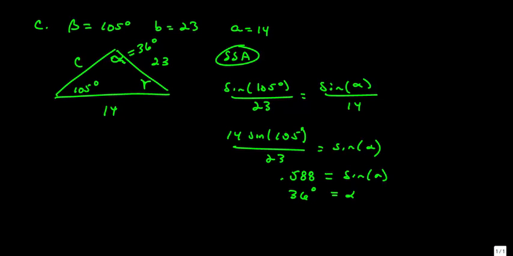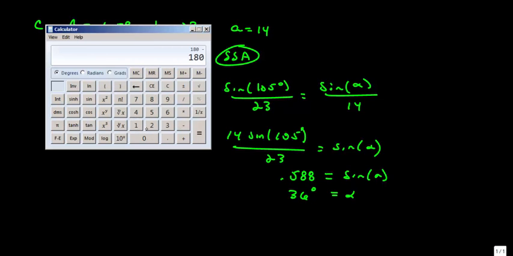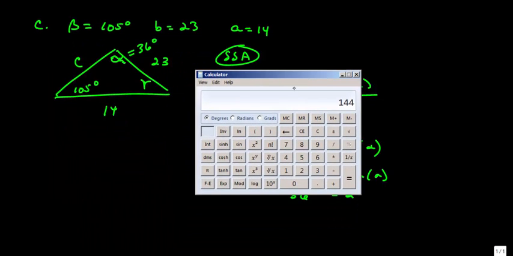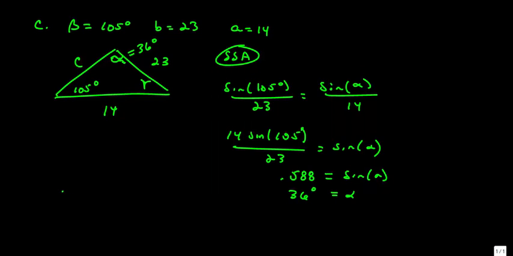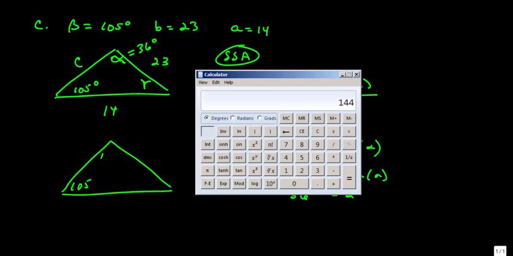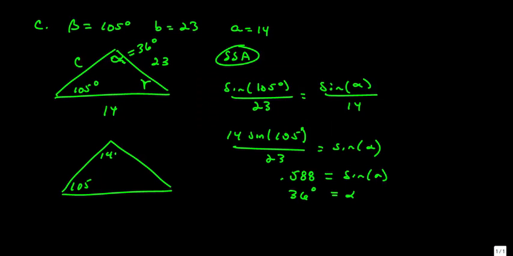Now what we'll do is we'll take 180 minus that 36 to check to see if there could be another triangle out there. Instead of this, we want to check this. 105, 144.